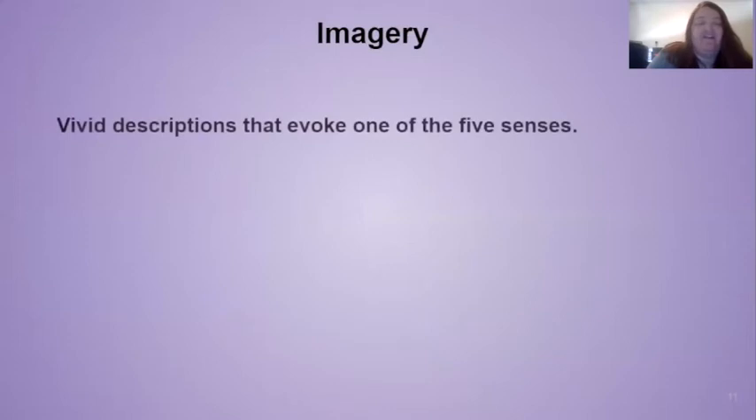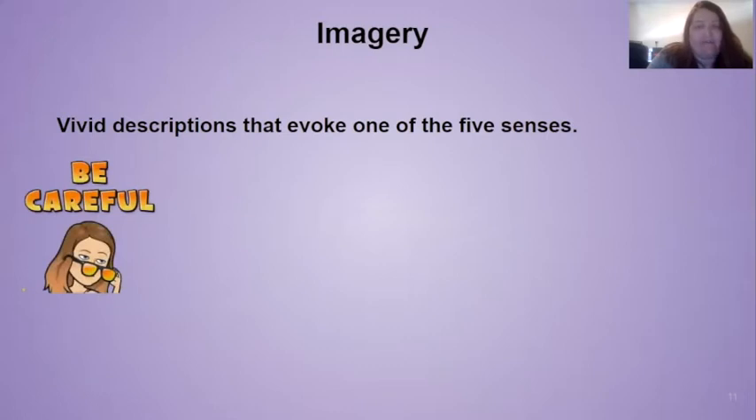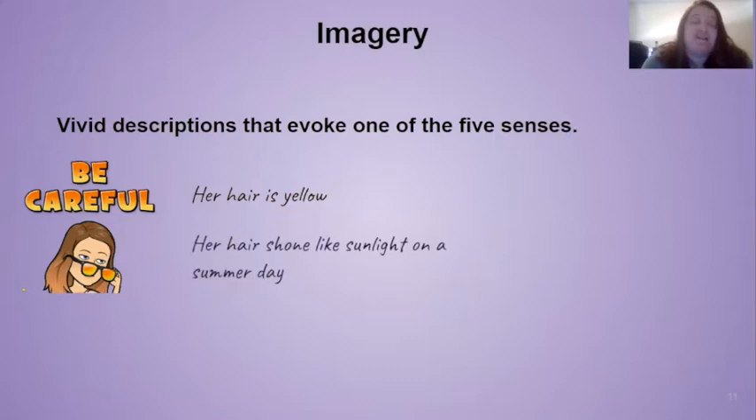Imagery. Vivid descriptions that evoke one of the five senses. But you have to be careful here. Her hair is yellow. Every year, when we start talking about imagery, I will receive something similar to this from a student. Well, I can see it, so it must be imagery. Imagery is more than just I can see it. Her hair shone like sunlight on a summer day would be a better example of imagery. We know what sunlight's like. We kind of feel how warm it is in summer. Then maybe you can picture the hair.